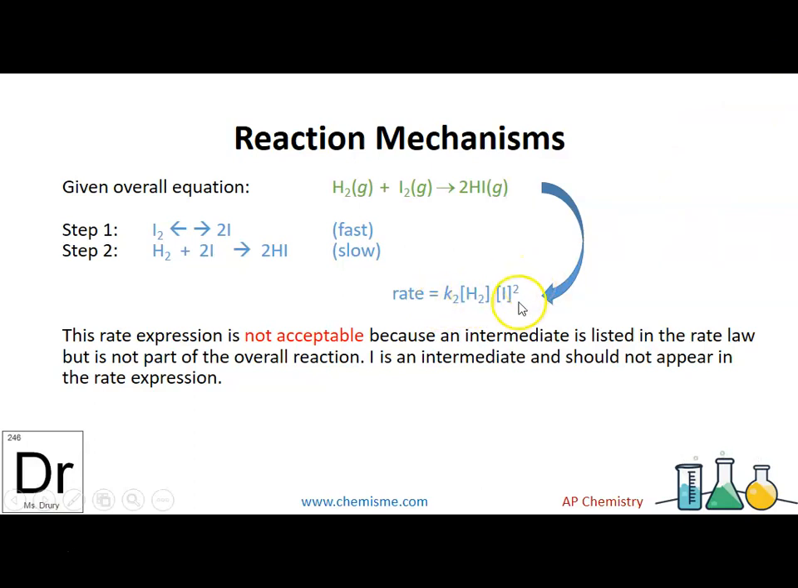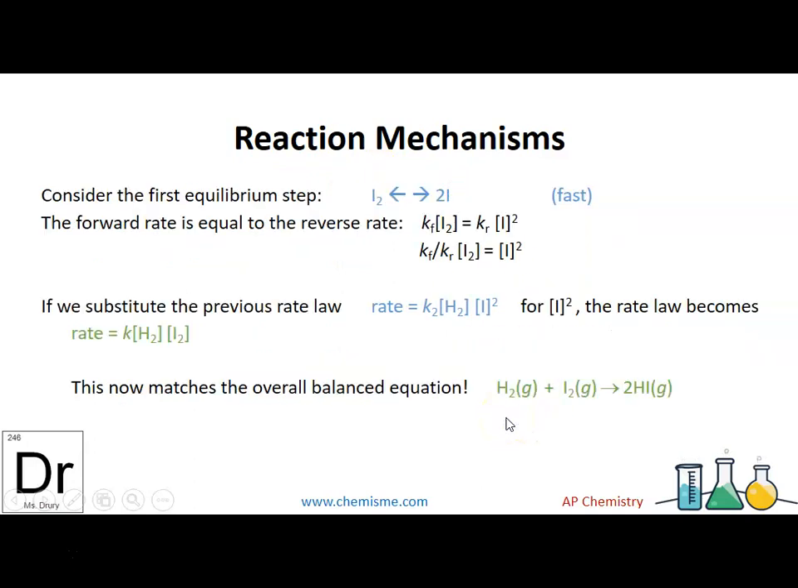So what we're wondering is, that rate expression is not acceptable because an intermediate is listed in the rate law. If you had written the slow step from here, the slow step would have given you this rate law: k of step 2, H2 times I squared. So right now it doesn't look like the slow step's rate law equals the overall rate law, because the overall rate law might be H2 times I2. They don't have the same species. So that means we have to do a little bit of moving around.